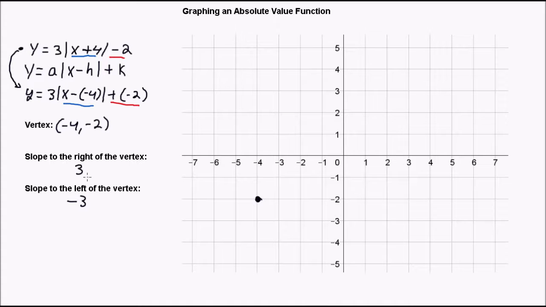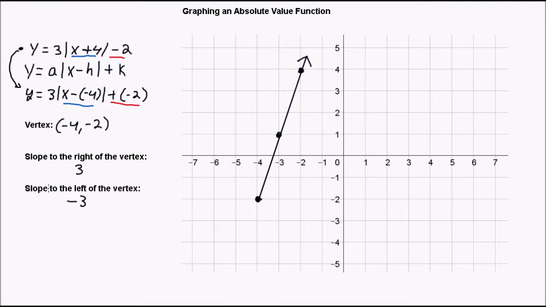So graphing this function, starting at the vertex, let's graph to the right. We're going to use our positive slope of 3 and go up 1, 2, 3, over 1. And we know this is a positive slope because as we move to the right, the graph is going up. So let's connect that to make a straight line. Okay, and this is the right-hand branch for the absolute value function.